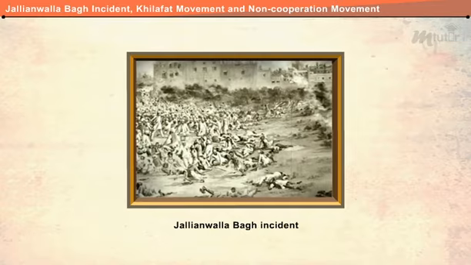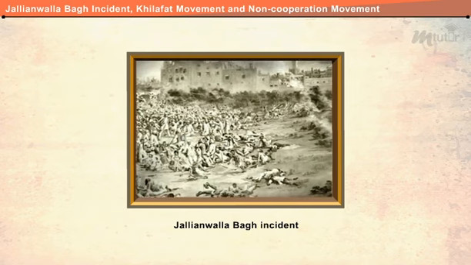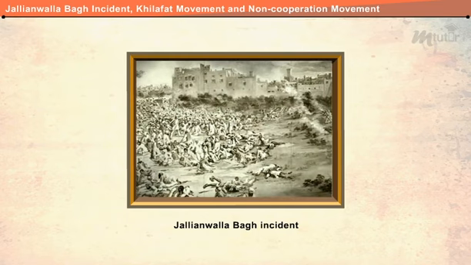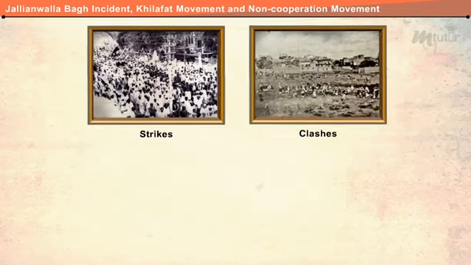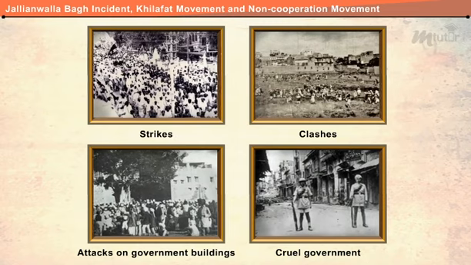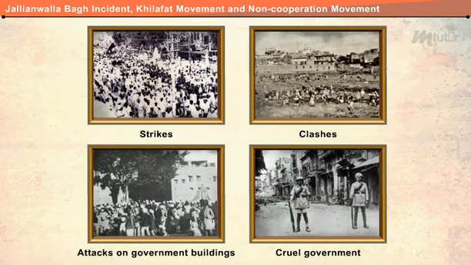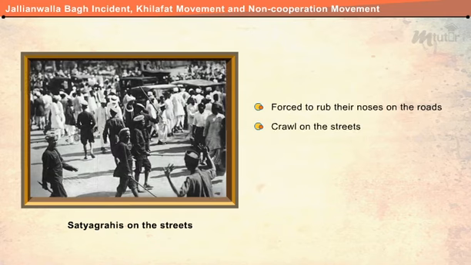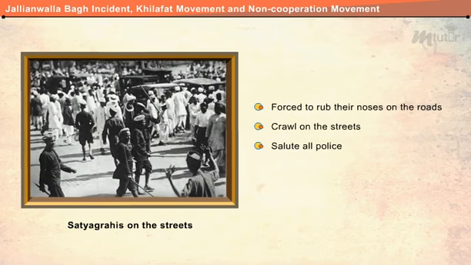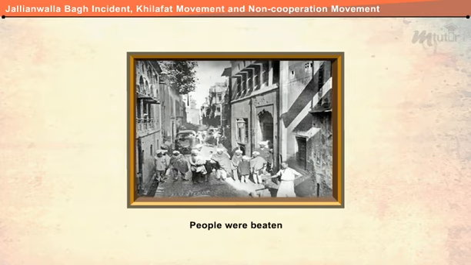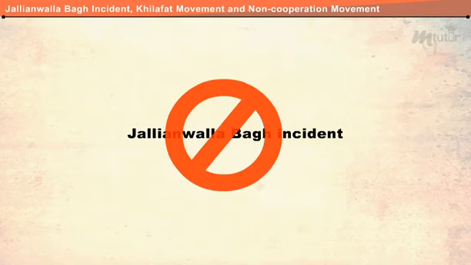The Jallianwalla Bagh incident soon spread, and the crowd started running into the streets of North Indian towns. There were strikes, clashes, attacks on government buildings, and the government was very cruel in its action. Satyagrahis were forced to rub their noses on the roads, made to crawl on the streets, and to salute all police. Many people were beaten, and many villages were bombed. Soon, Mahatma Gandhi called off the movement.